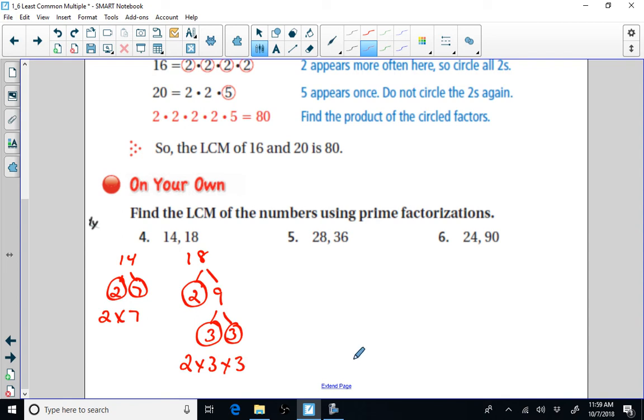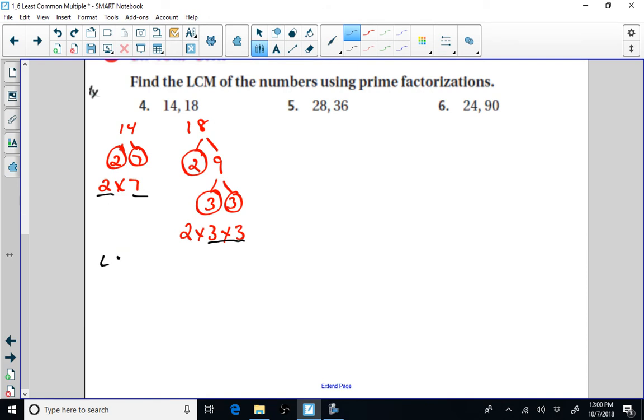Now, to find the least common multiple, we identify each factor the greatest number of times it appears. Well, 2 appears once, to the first power. For 3, I have 2 powers of 3, and I have 1 power of 7. I identify each factor the greatest number of times it appears. Your least common multiple is going to be the product of those factors. So I take 2 times 3 times 3 times 7. I underline each factor the greatest number of times it appears.